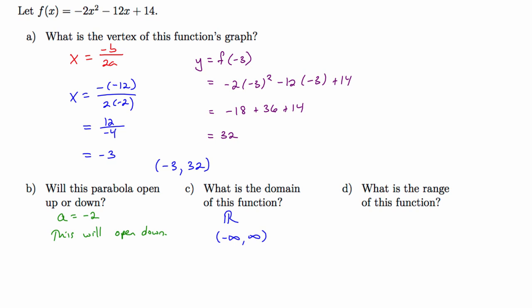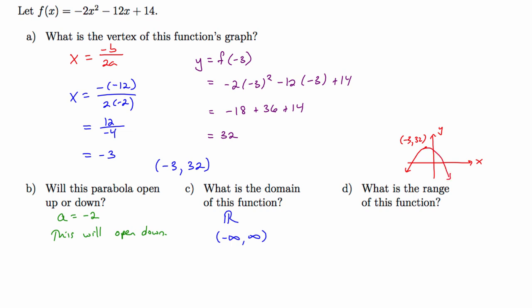And in part D, what is the range of this function? To visualize this, we can do a quick sketch of the graph because we have a fair amount of information at this point. For one thing, we know that the vertex will be at negative 3, 32. So that will be roughly here in quadrant 2 at the point negative 3, 32. From part B, we also know the parabola will be opening downward. So we can quickly sketch out a downward parabola that has its vertex at negative 3, 32.